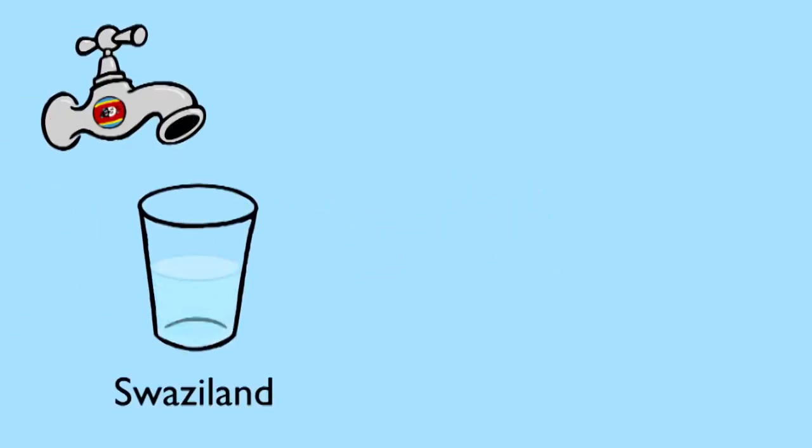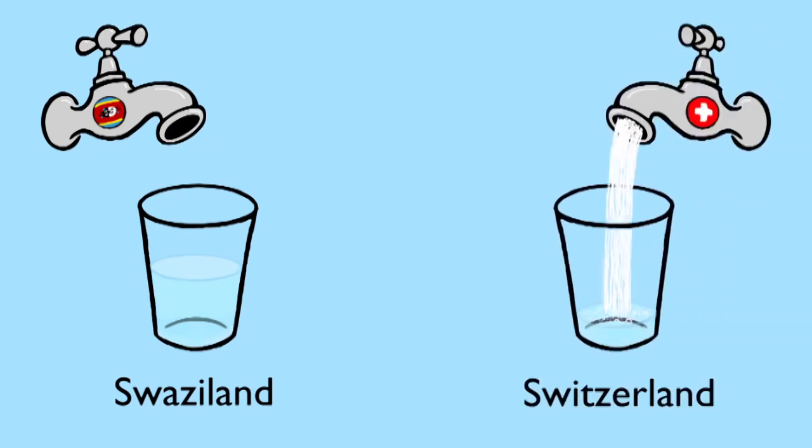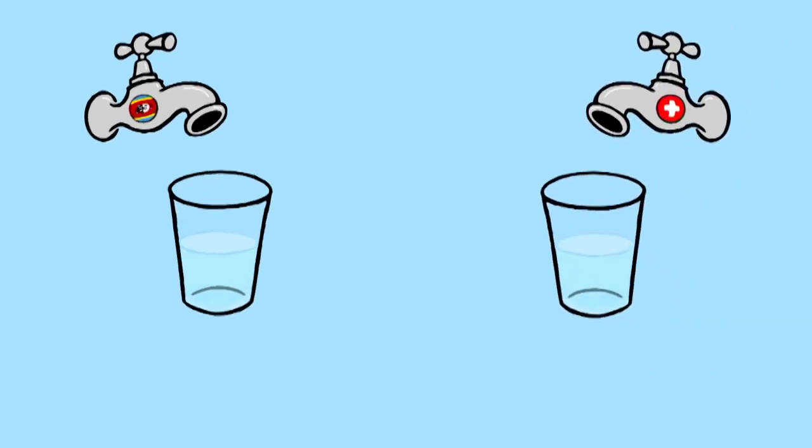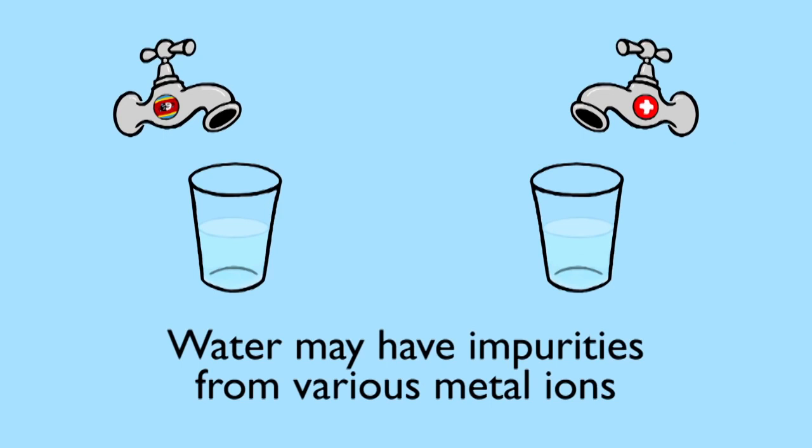Water is a colourless and transparent substance. When it is pure, it has no smell and no taste. If you've ever thought that one type of tap water tastes different to another, you're not wrong. Tap water in different areas may have slight impurities from various metal ions.